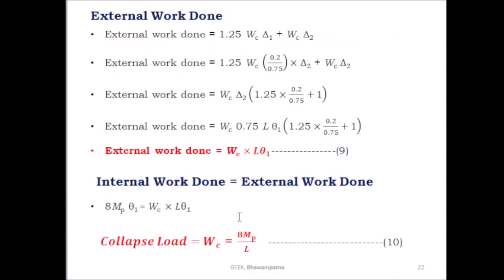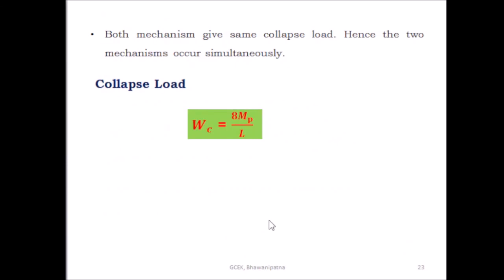From mechanism 2 also we got the collapse load equal to 8 MP divided by L. So from both the mechanisms we got the same collapse load. Both mechanisms give the same collapse load, hence the two mechanisms occur simultaneously, and the collapse load of this beam is equal to 8 MP divided by L.